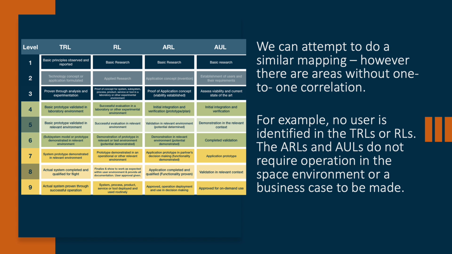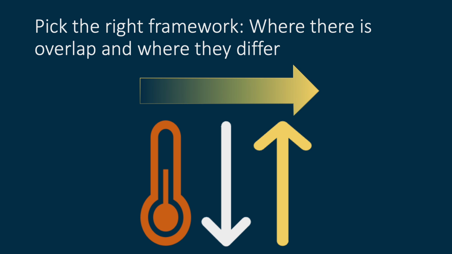However, there are areas without one-to-one correlation. For example, no user is identified in the TRLs or RLs, and the ARLs and AULs do not require operation in the space environment or that a business case be made. The reason the one-to-one mapping doesn't work is that there are clear differences in the motivation for the frameworks in what they were designed to track. Thus, the question to ask is which framework is right for your project? What are you trying to track?